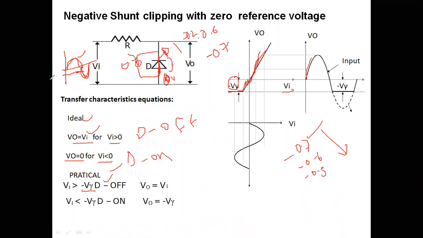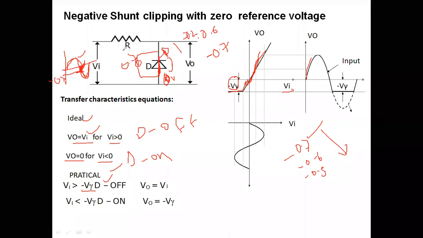Suppose this is your minus 0.7 in the graph. In this portion you may have minus 0.1, minus 0.2, minus 0.3. When you are having those values, your diode will be in off state only, because it won't cross the cut-in voltage. Diode will be in off state only.